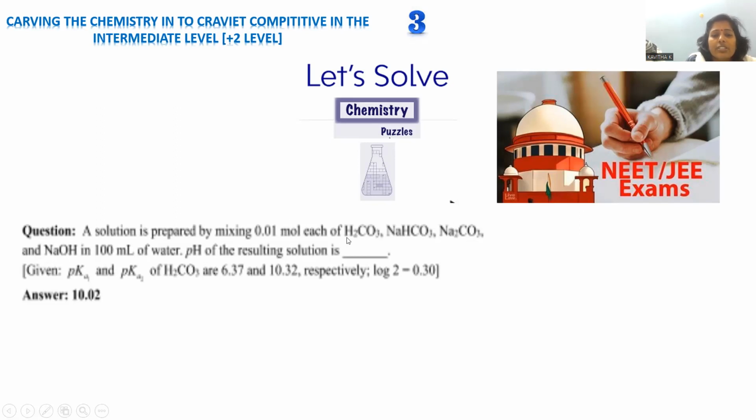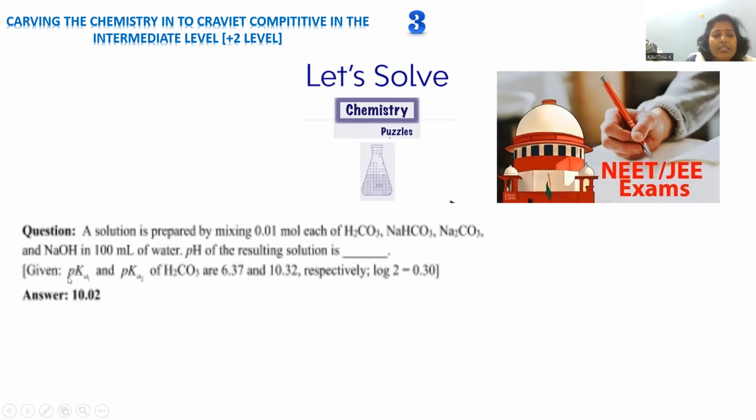So all these got mixed. Carbonic acid, sodium bicarbonate, sodium carbonate and sodium hydroxide, all together mixed in 100 ml of water, and it is prepared for 0.01 molar solution. The pH of the resulting solution is to be calculated. Here it is a question from chemical equilibrium and pH of the solution. So this is a very important question, where you have to determine the pH of the resulting solution.